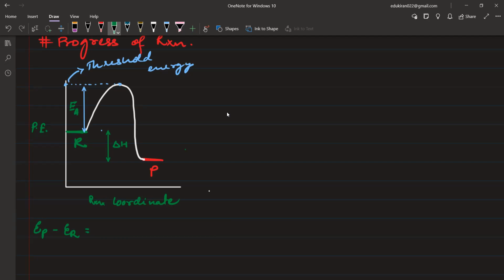Which has more energy, reactant or product? Reactant. Reactant, right? So obviously this will be negative. And that is why delta H will be negative, and that is why this will be exothermic.